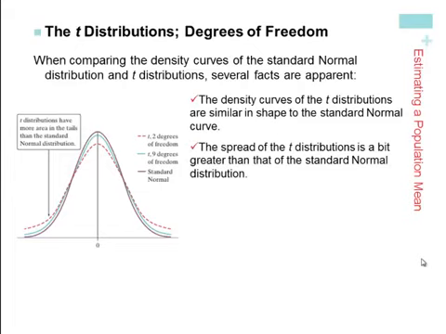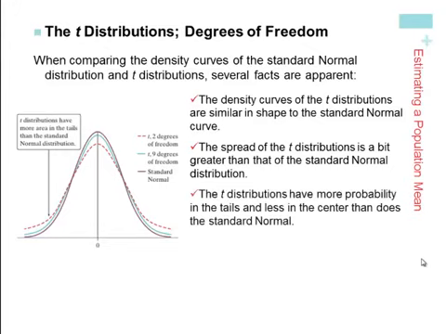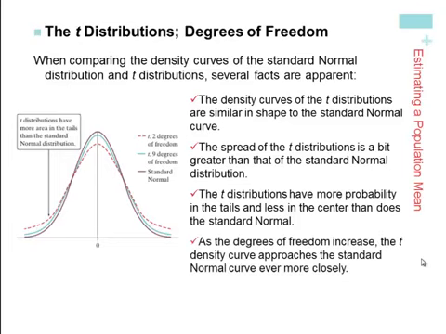T is more spread out than a normal distribution. T has more probability in the tails, meaning that larger area under the tails. And if you compare the two t-distributions there, as the degrees of freedom increase, the t-distribution becomes more and more like a standard normal distribution.